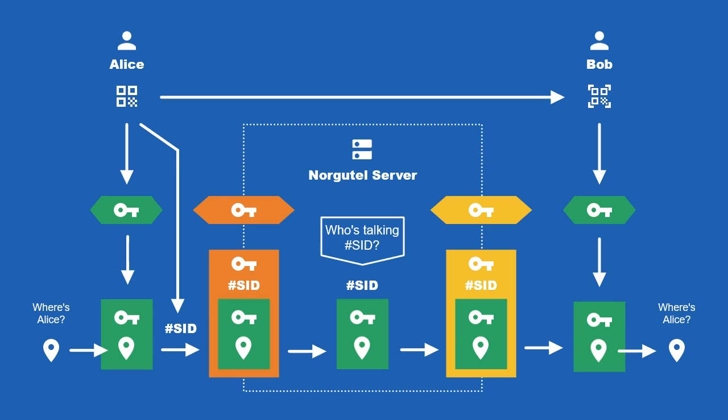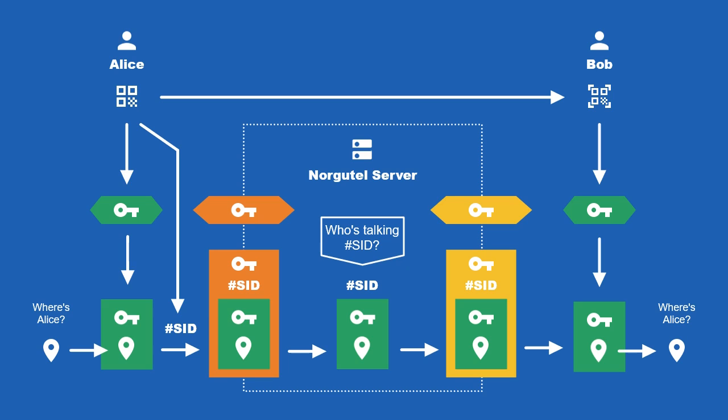Bob's app decrypts both the outer and inner layers of encryption, as it has both its ephemeral keys and the session keys derived from the QR code. Alice's location is now available at Bob within his Norgutel app, transferred securely and end-to-end. The same security scheme is used for any number of participants within a session.